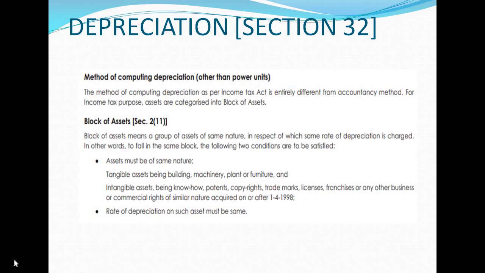For the purpose of income tax, the assets are categorized into blocks of assets. A block of assets means a group of assets of the same nature in respect of which the same rate of depreciation is charged. In other words, to fall in the same block, two conditions must be satisfied. The assets must be of the same nature, that is either tangible assets or intangible assets, and the rate of depreciation on such assets must be the same. So assets will be classified into tangible and intangible assets, and these blocks of assets will have the same rate of depreciation.